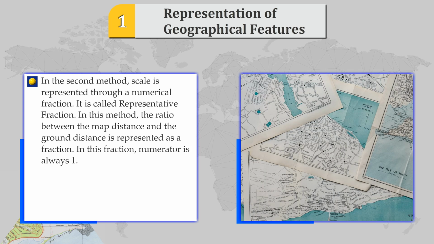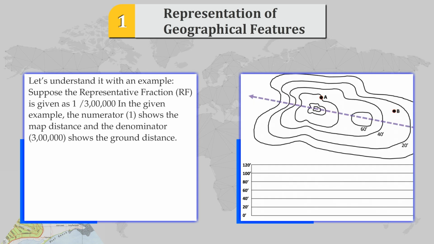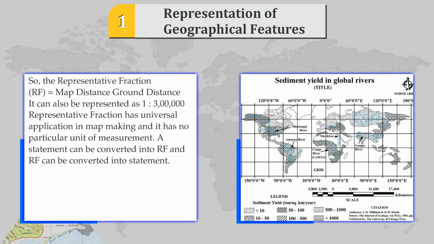Second, in the second method, scale is represented through a numerical fraction. It is called representative fraction. In this method, the ratio between the map distance and the ground distance is represented as a fraction. In this fraction, the numerator is always 1. Let's understand it with an example. Suppose the representative fraction RF is given as 1 by 3 lakh. In the given example, the numerator 1 shows the map distance and the denominator 3 lakh shows the ground distance. So, the representative fraction RF equals map distance upon ground distance. It can also be represented as 1:3 lakh.